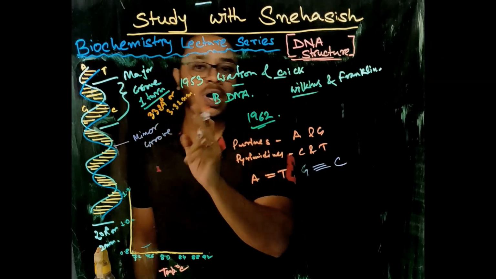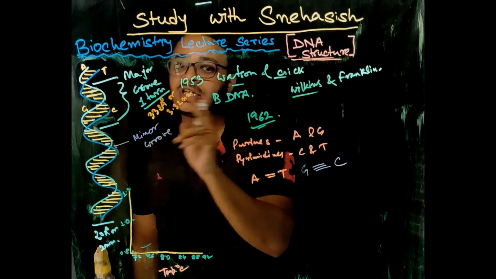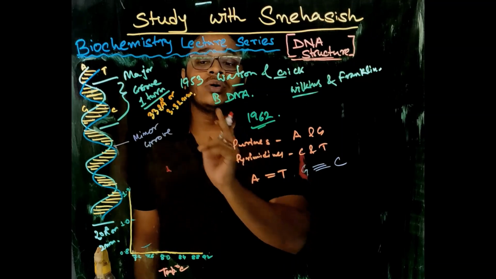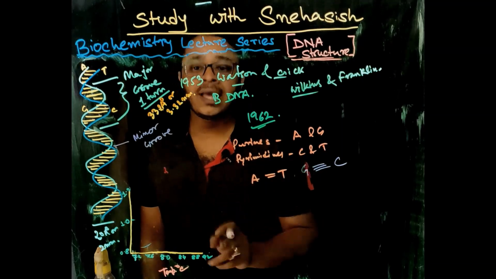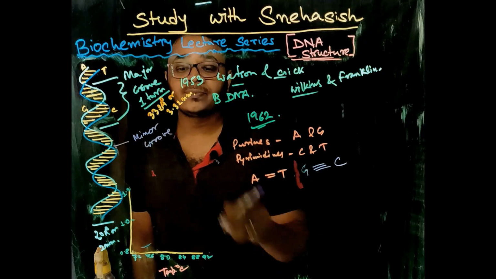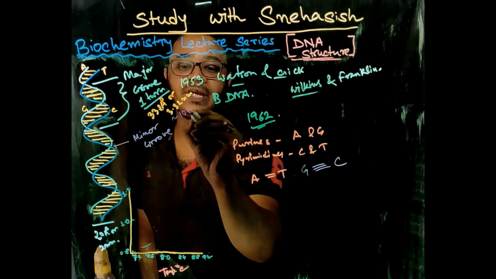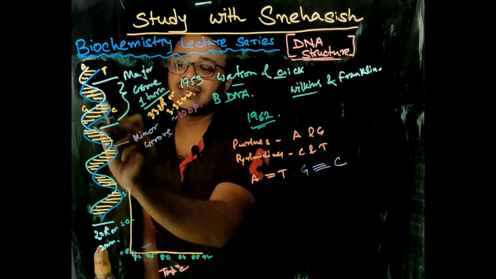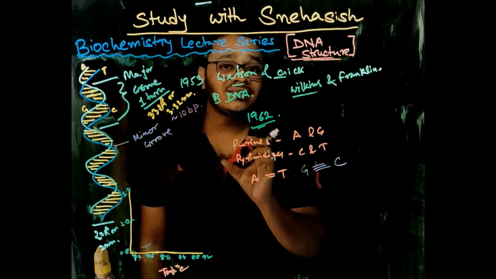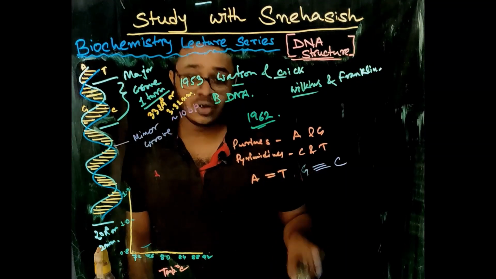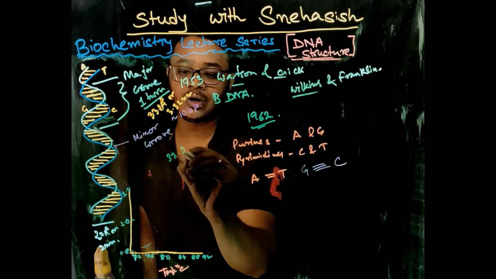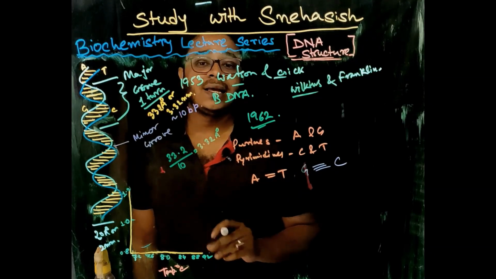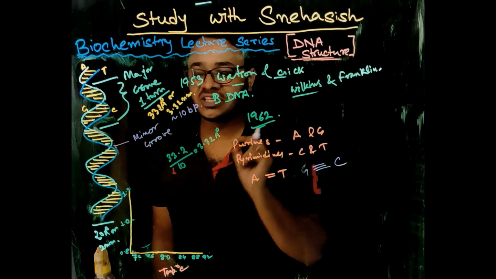So one complete turn of B-DNA, that is from one major groove to another or from one minor groove to the next minor groove, has 33.2 Angstrom of pitch and consists of around 10 base pairs. So what is the rise between the two base pairs? We can calculate from here. 33.2 divided by 10, that is 3.32 Angstrom is the distance between two base pairs.